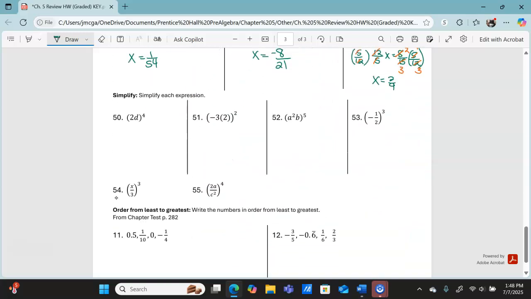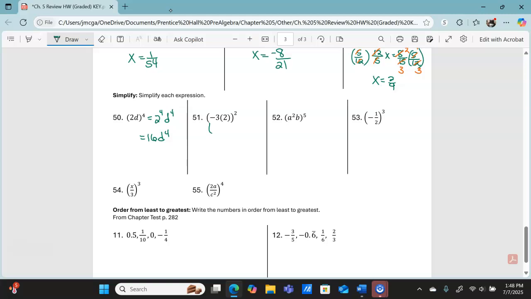And then simplifying here, everything gets raised to the 4th power. So d to the 4th and the 2 to the 4th. 2 to the 4th is 2 times 2 times 2 times 2. So 2 times 2 is 4 times 2 is 8 times 2 is 16.